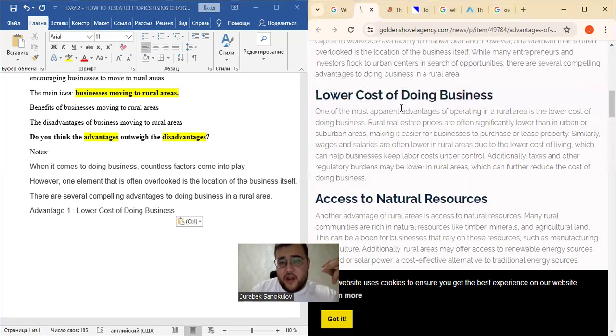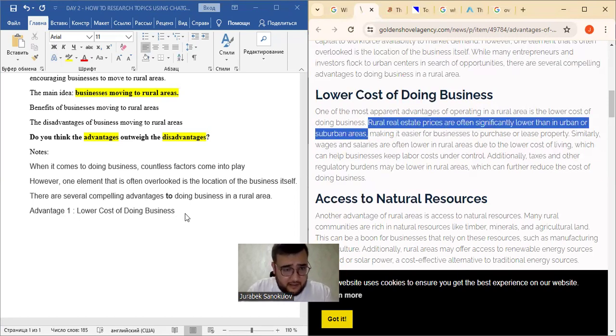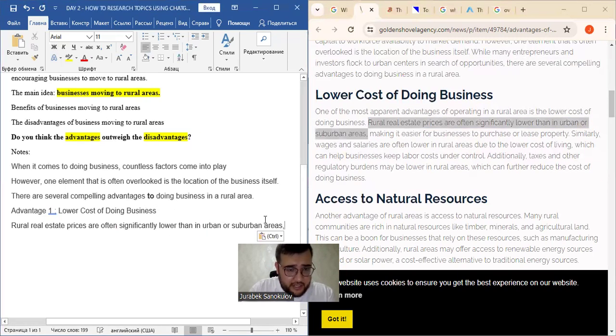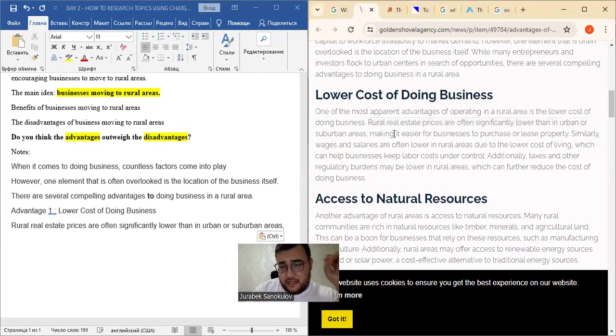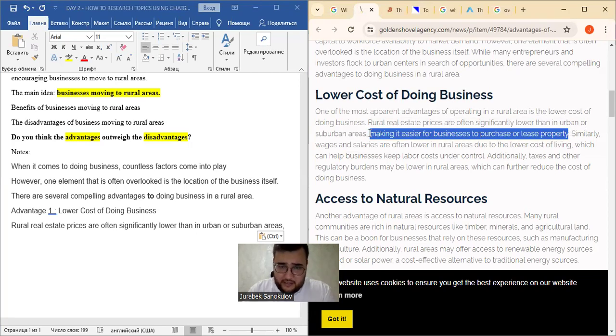One of the most apparent advantages of operating in a rural area is the lower cost of doing business. Cost of doing business. Rural real estate prices are often significantly lower than in urban or suburban areas. Rural real estate prices. I mean, that's a nice chunk of language. I'd copy it as well. Making it easier for businesses to purchase or lease property. I'd copy this one as well.